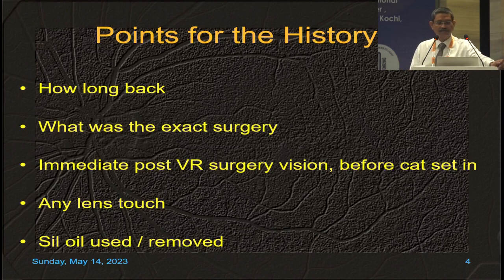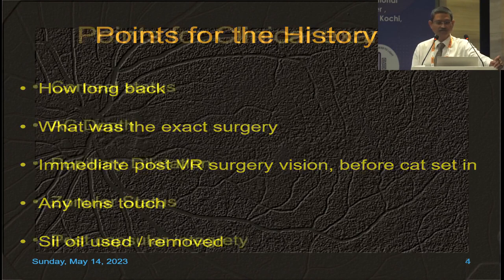What was the exact surgery done earlier, whether it was a vitrectomy with endolaser, or epiretinal membrane handling, or silicone oil was given, or silicone oil was removed? Then, immediately after the VR surgery, before development of cataract, what was the vision? If it is documented, it gives you information for counseling the patient. After cataract surgery, what is the visual prognosis? And any lens touch history, or silicone oil used or removed. These are the history points we should take before planning the surgery.